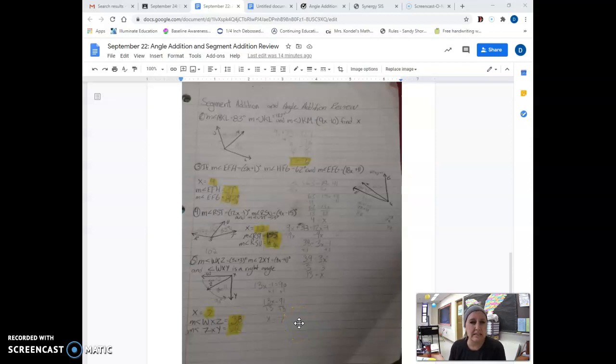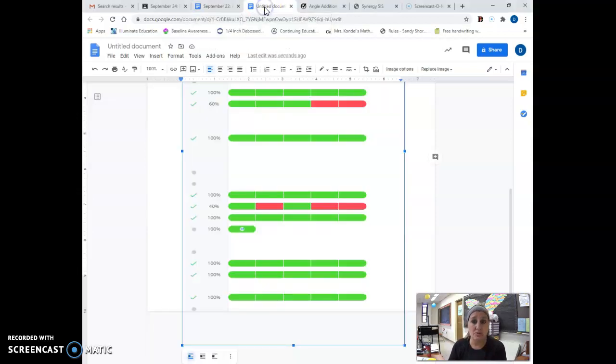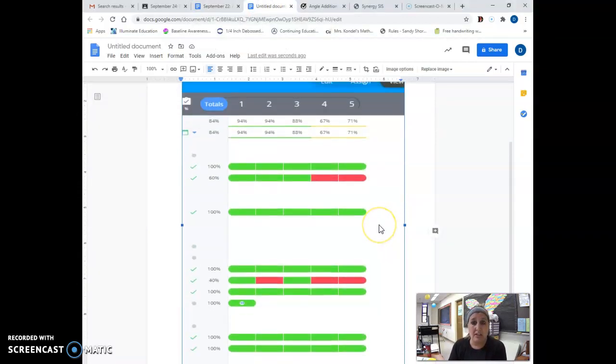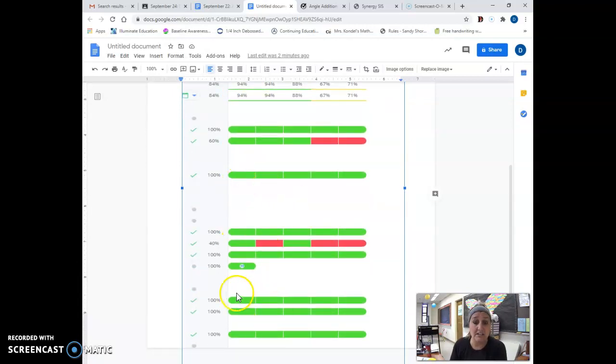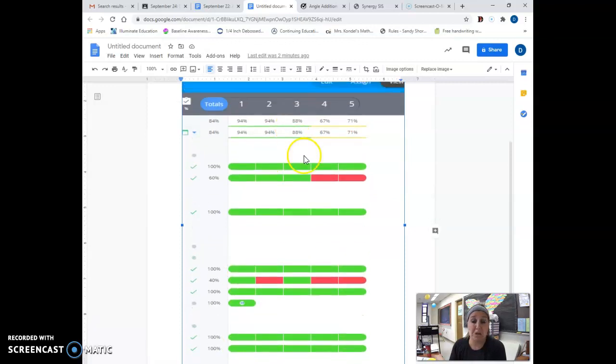And the reason why I need to see your work is because of Go Formative. What Go Formative does for me is it lets me know where the issues are. So if you look here, this is what I see on Go Formative. This is the same assignment, I believe. This tells me that of the people that did it, and obviously you can see that there are blanks, so that means that not everyone did it.